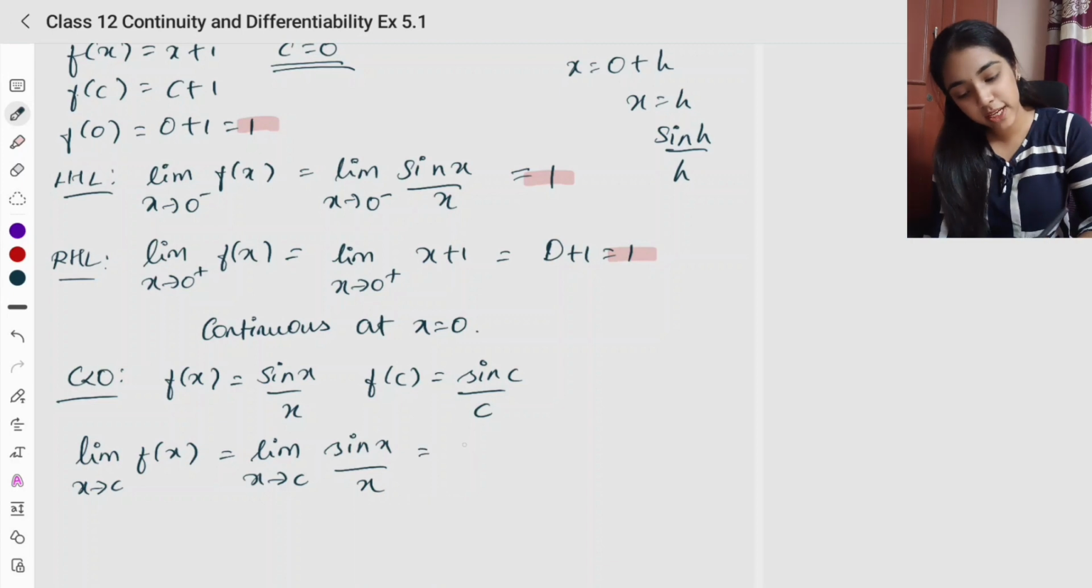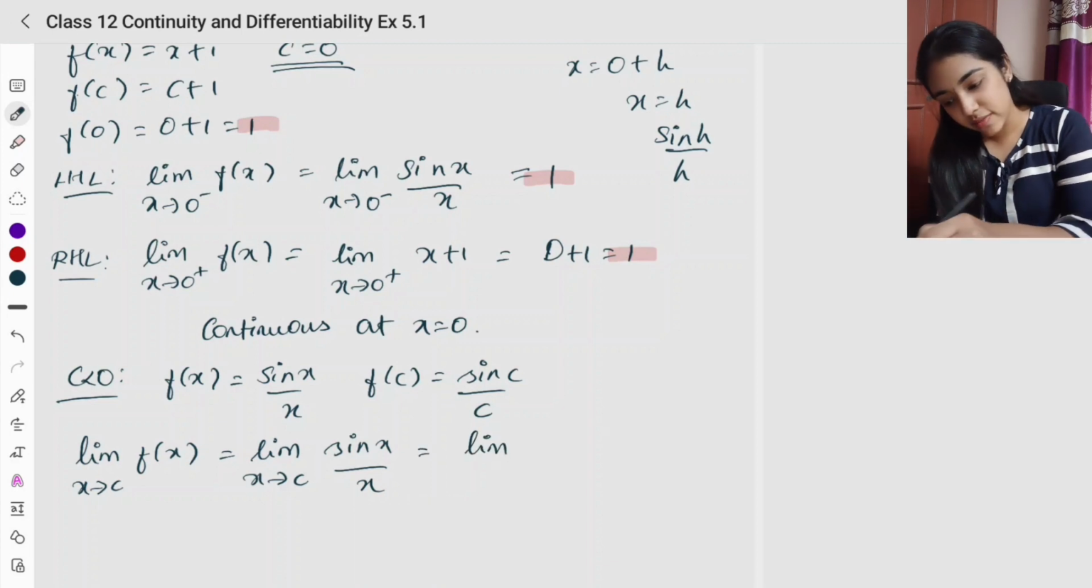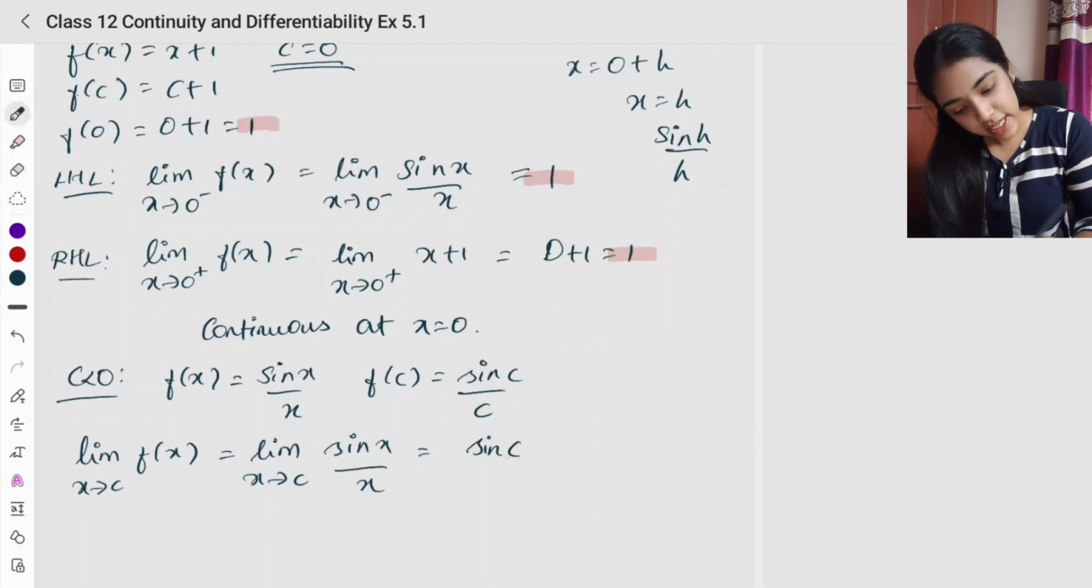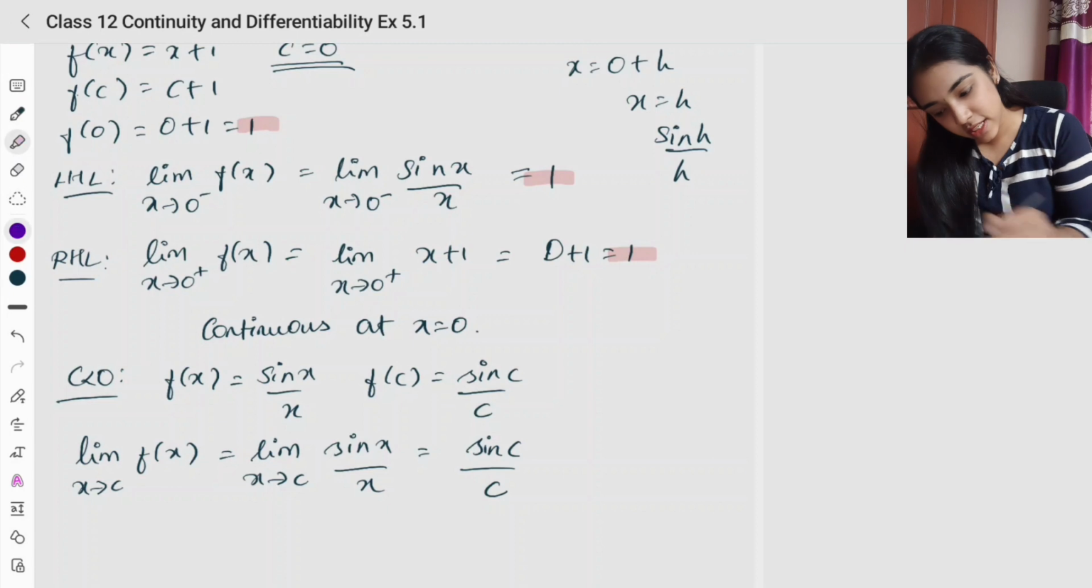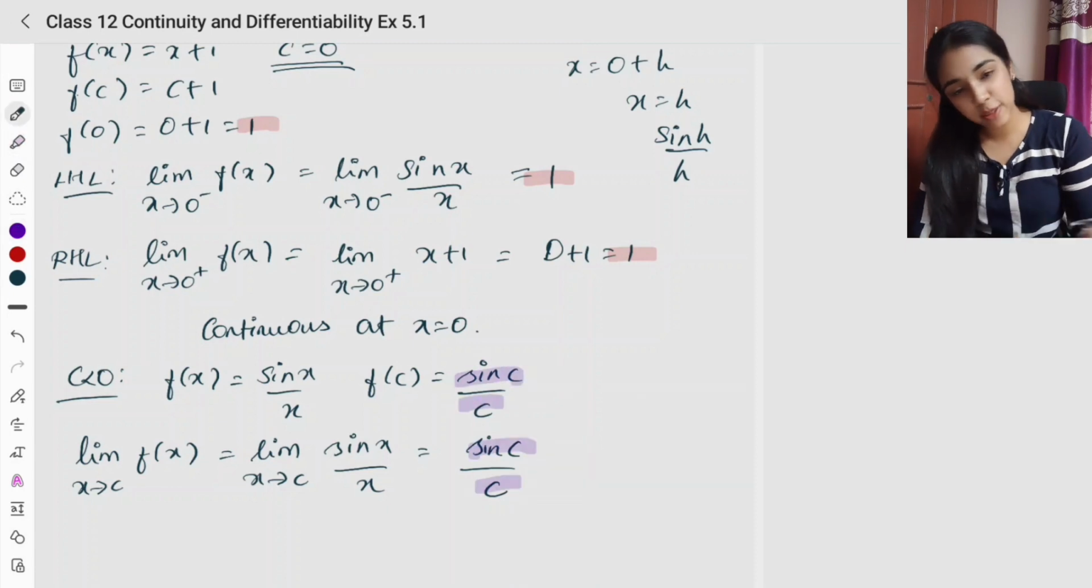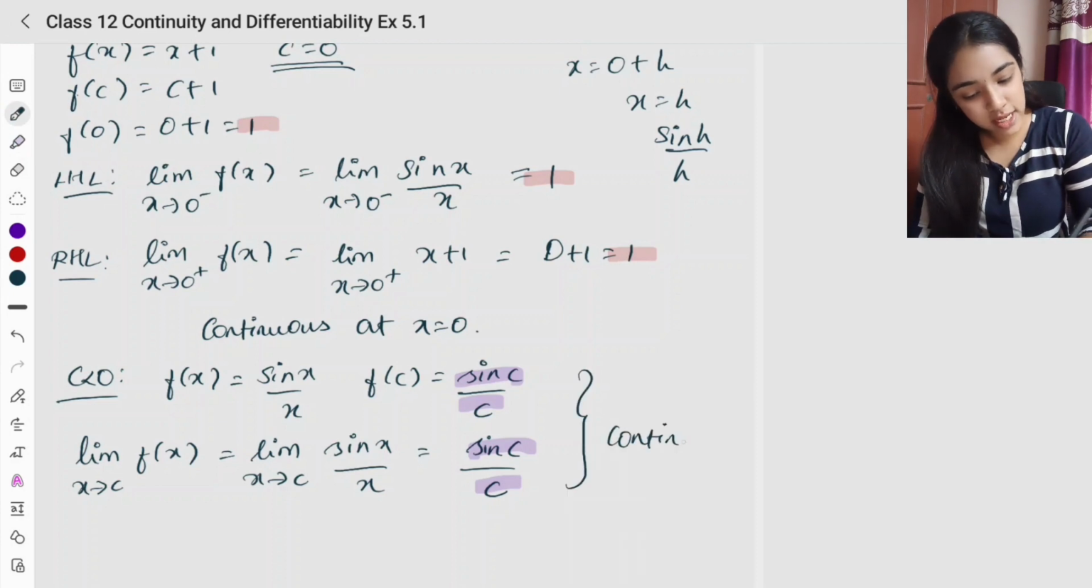Now substituting the value of c, I'm going to have sin c divided by c. So this is nothing but they are equal. The values marked in purple are going to be equal. Since these two are equal, it is going to be continuous for c less than 0.